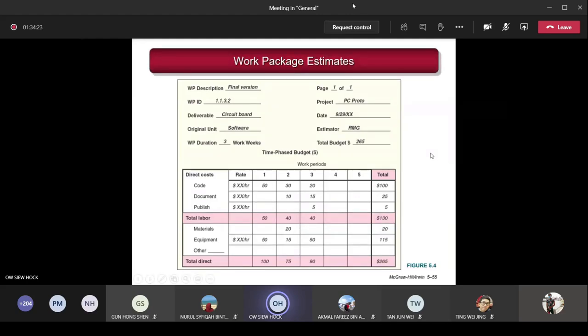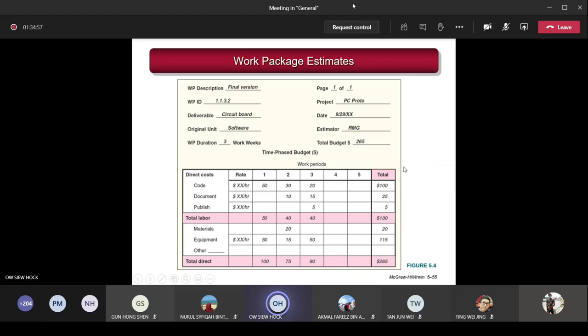So this is the work package estimate, which I mentioned earlier in the previous lecture. You have to do this in your cost estimation, section 3.3, because you need it for a later chapter, chapter 5, project progress monitoring. Project progress monitoring requires this WP estimate. If you don't do it now, when you come to chapter 5 you will have to come back and redo this. So I advise all the project teams to do this now.